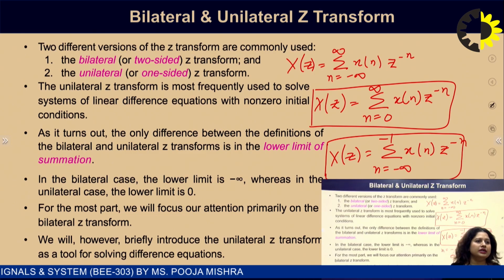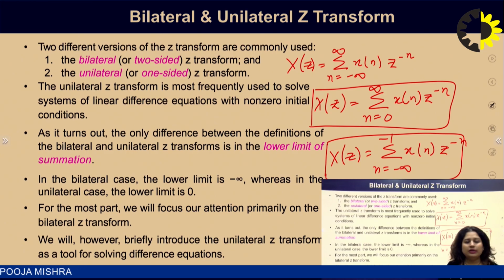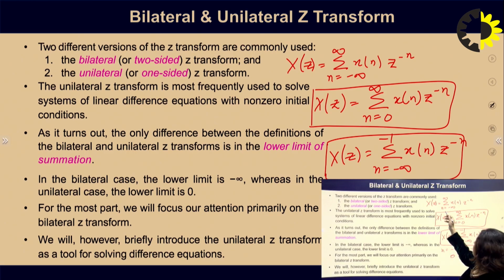As it turns out, the only difference between the definitions of the bilateral and unilateral Z transform is the lower limit of the summation. We have already seen the lower limit of the summation: n from minus infinity to infinity is for bilateral, and for unilateral 0 to infinity or from minus infinity to minus 1. In the bilateral case, the lower limit is minus infinity, whereas in the unilateral case, the lower limit is 0. For the most part, we will focus our attention primarily on the bilateral Z transform. We will, however, briefly introduce the unilateral Z transform as a tool for solving difference equations.